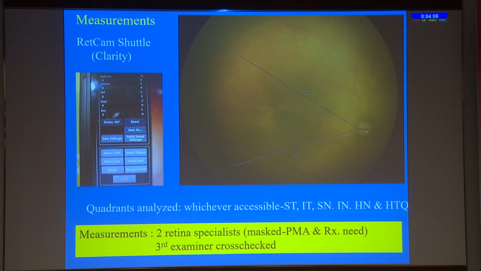We had two imaging devices. One is a RedCam shuttle, where we use the inbuilt caliper to do the calculations. So all the calculations were made in terms of disc diameter to avoid the image magnification issue. Say for example, the distance of the end of the blood vessels was measured in terms of the horizontal disc diameter. We calculated all the quadrants including supranasal, supratemporal, inferonasal, horizontal nasal, and horizontal temporal, whatever available to us. And also we did calculations individually in each quadrant. Two retina specialists masked to post-menstrual age and treatment need did all the calculations, and a third examiner cross-checked.